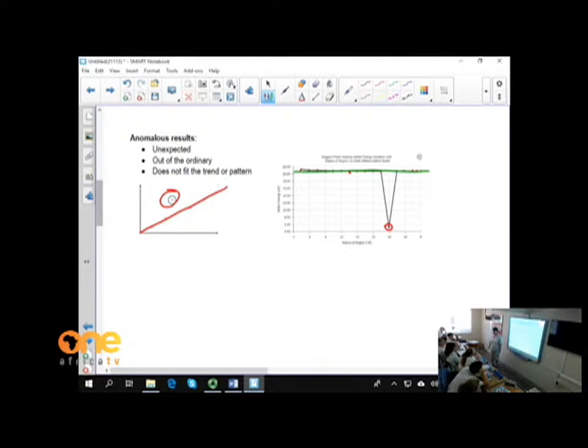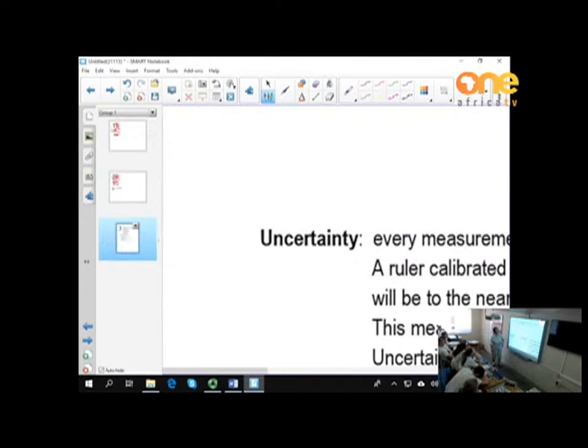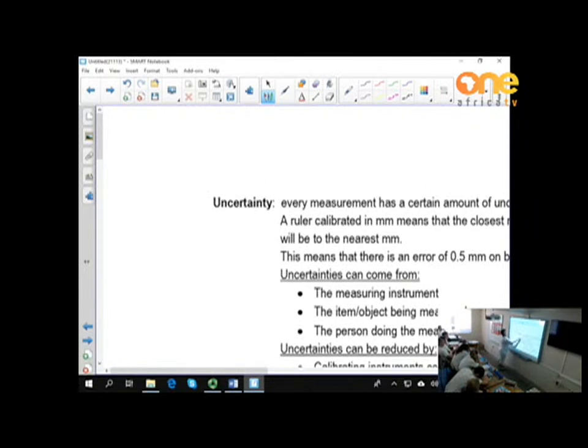Do you follow me? If you're busy with the experiment and you realize this reading does not fit the pattern, you can throw the reading out and redo that one. If you keep getting one that doesn't fit, then you ignore it and you carry on if you've got 10 others that do fit. You understand? All right. Anomalous results. And lastly, we've already done a little bit on uncertainty.